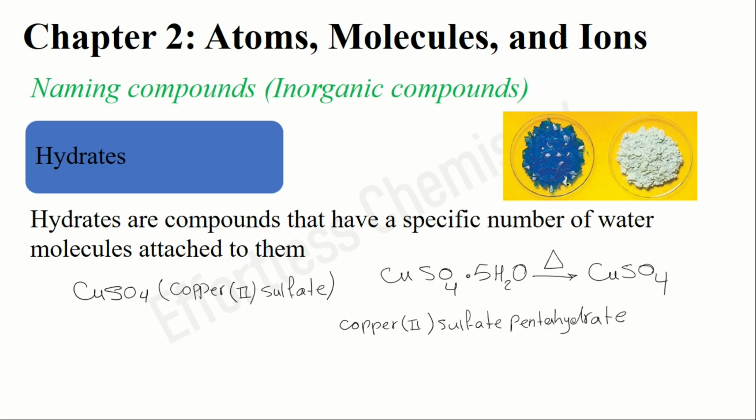Here are the images of this compound before and after heating. The blue one is copper 2-sulfate containing 5 water molecules, and the white one is after heating. This compound, copper 2-sulfate, is sometimes called anhydrous copper 2-sulfate. Anhydrous means that the compound no longer has water molecules associated with it.